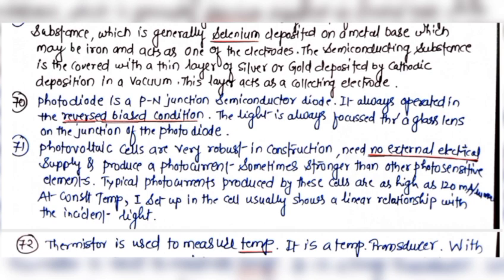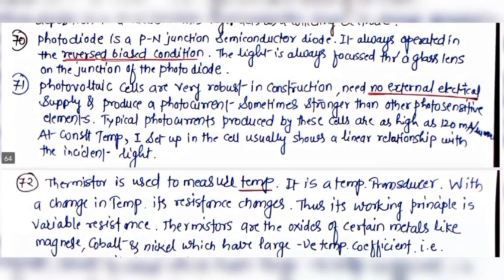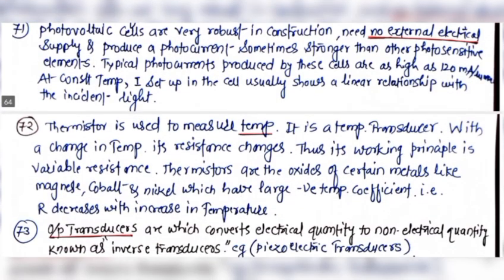Photodiode is a PN junction semiconductor diode. It is always operated in the reverse bias condition. The light is always focused through a glass lens on the junction of the photodiode.